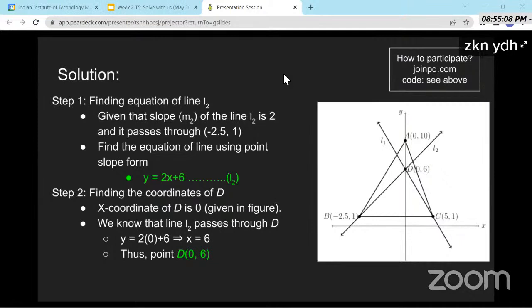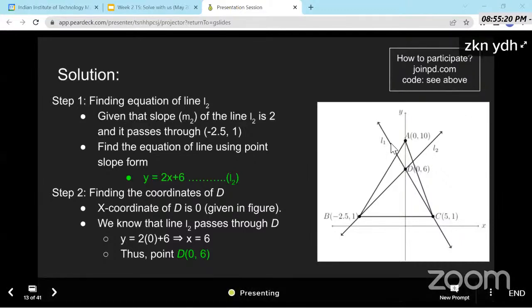All right, so let's start with our session. What we just found out is L2, and we also found out the coordinates of D. So now what is left? We had to find out L1. Now look at this figure. Don't you think L1 passes through D and C? So now we have two points. Using the two-point form, can we find out L1? Yes, we can do that, right?